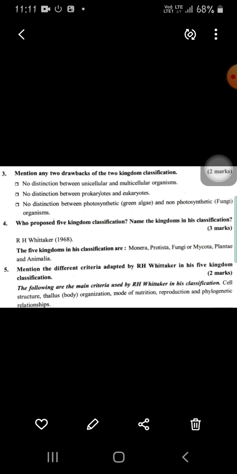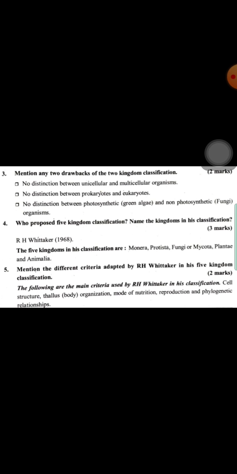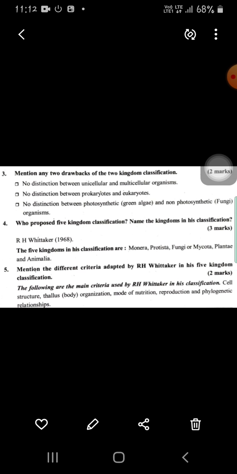And who proposed the five kingdom classification? He was R.H. Whittaker, who classified them in 1968. The kingdoms are Monera, Protista, Fungi, Plantae, Animalia. They may ask this for 1 mark, or 2 marks if they ask about the five kingdoms.